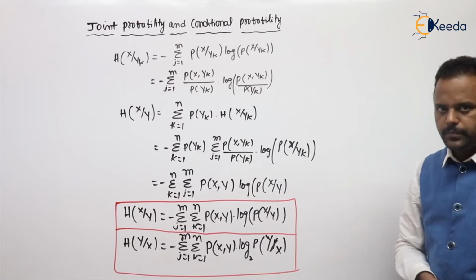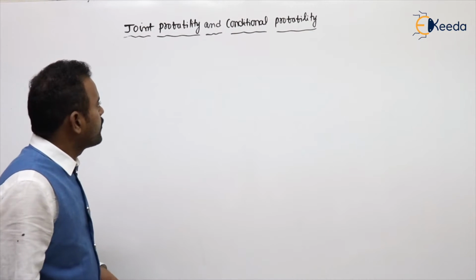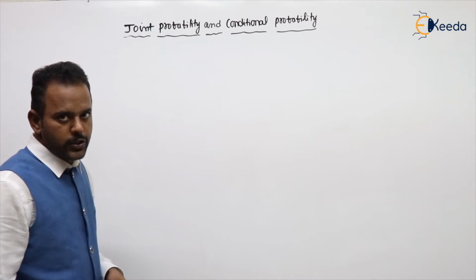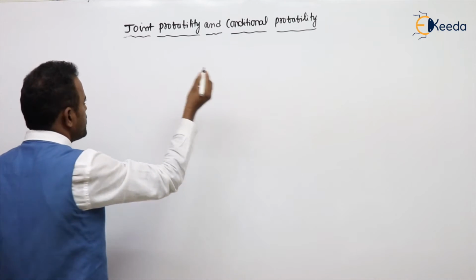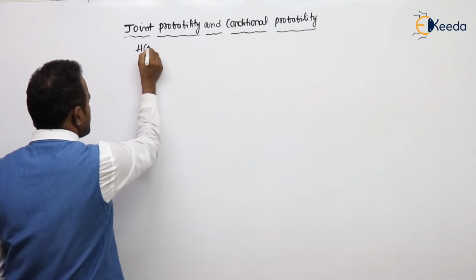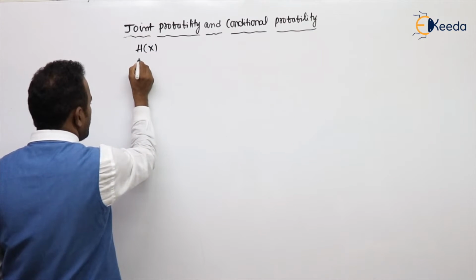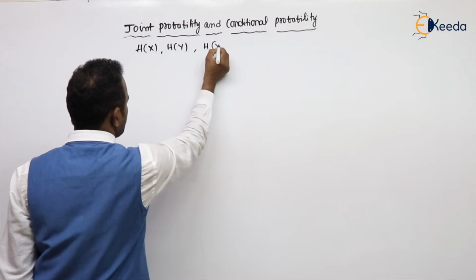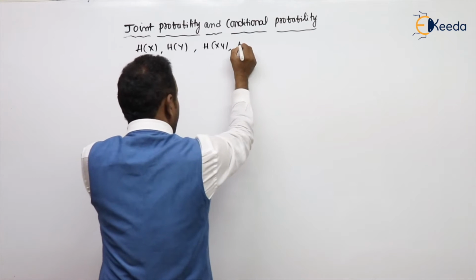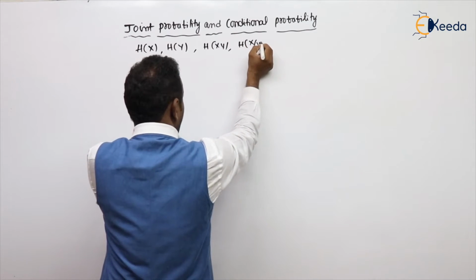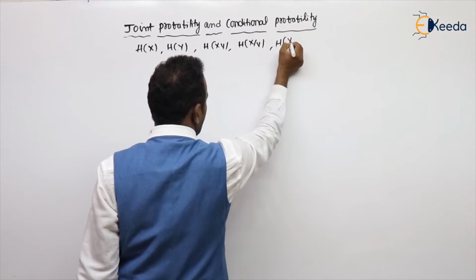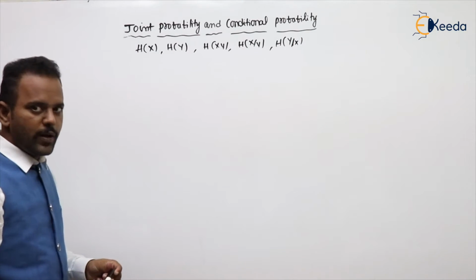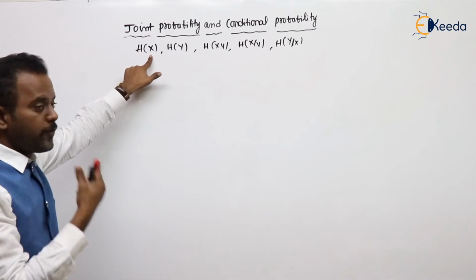Clear? Follow. There are 5 entropies in combination with the 2-dimensional thing. What are those 5 entropies we got? One is H of x, one is H of y, another one is H of xy, another one is H of x by y, another one is H of y by x. What are the meanings of those? We will see. What is the meaning of H of x?